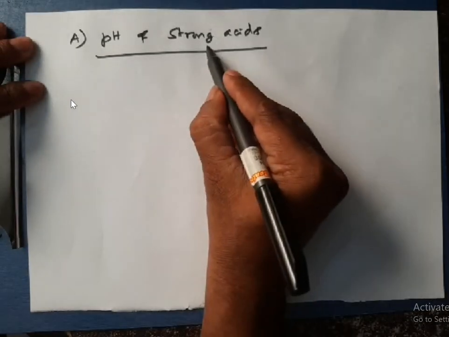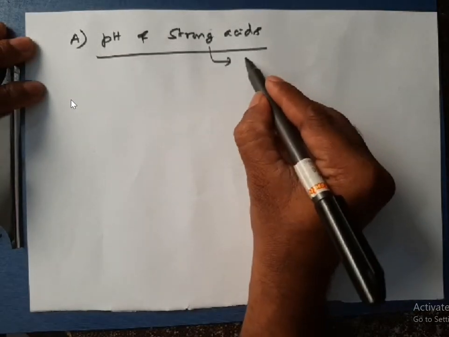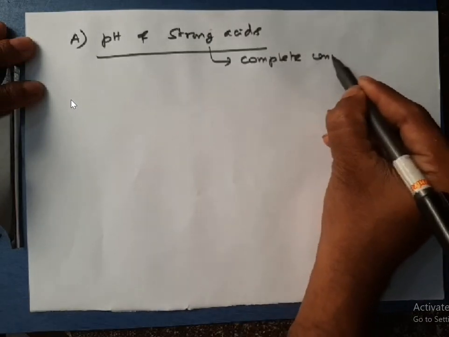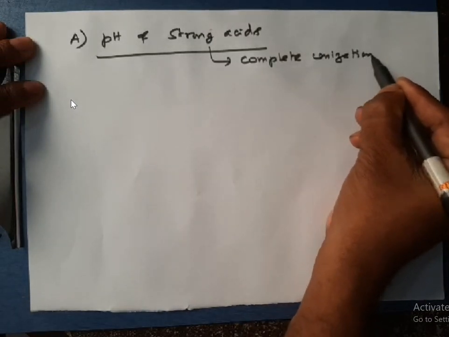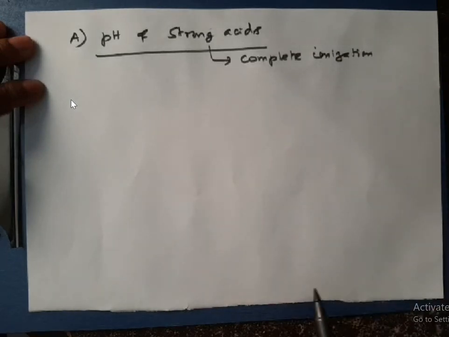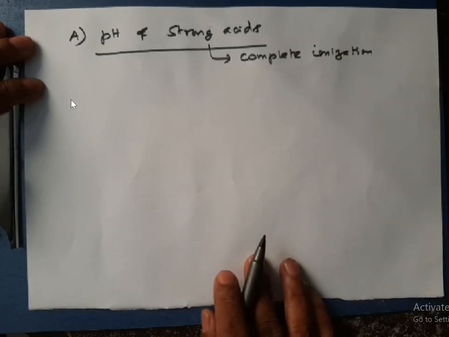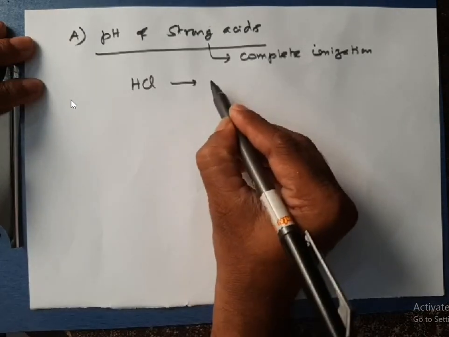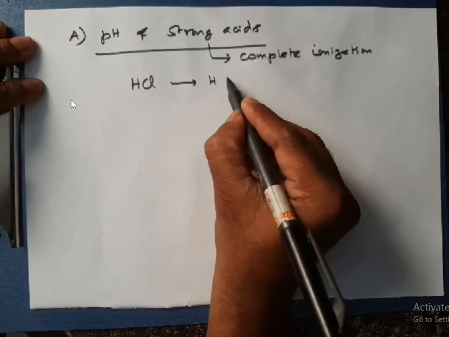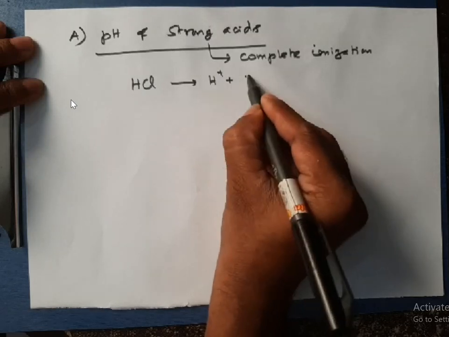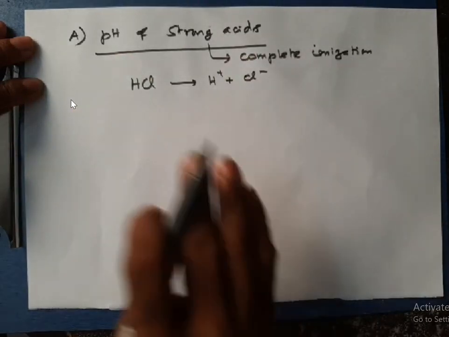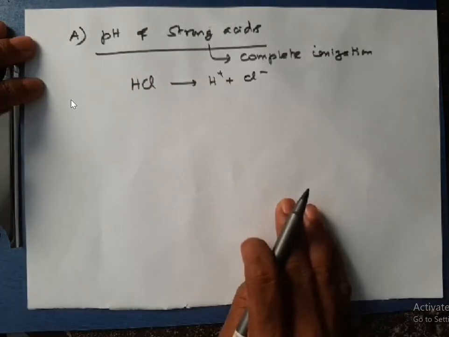What is meant by strong acid? Strong acid is one which will undergo complete ionization. It's the meaning for strong acid. So if I take one molecule of HCl and put it in water, it will dissociate to give H plus ion and Cl minus ion. If you put 100 molecules, all 100 molecules will dissociate. If you put 1000 molecules, all 1000 molecules will dissociate.